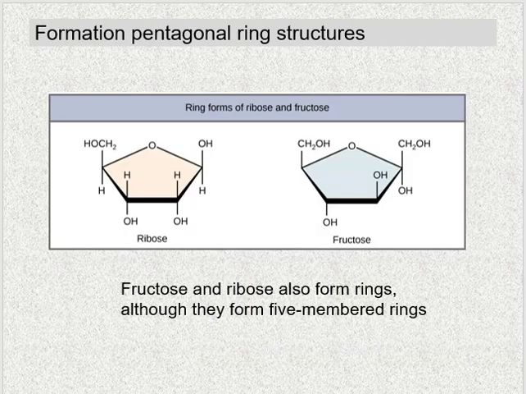This image is just illustrating for you that fructose and ribose can also form rings. However, they form 5-membered rings because they have a 5-carbon backbone instead of the 6.